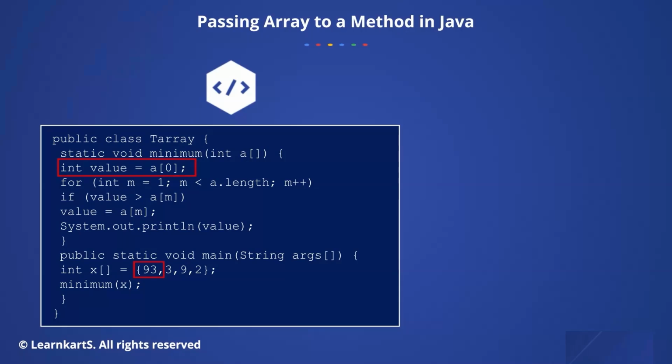Now, once 93 is stored, we start with m equal to 1. Why? Because we already picked a[0], so we don't need to look at the a[0] location. We directly start with a[1], which is this. From here we start our journey and go up to a.length.